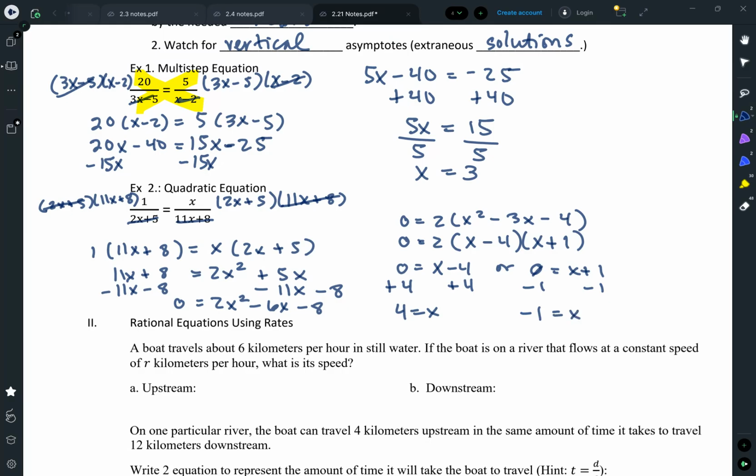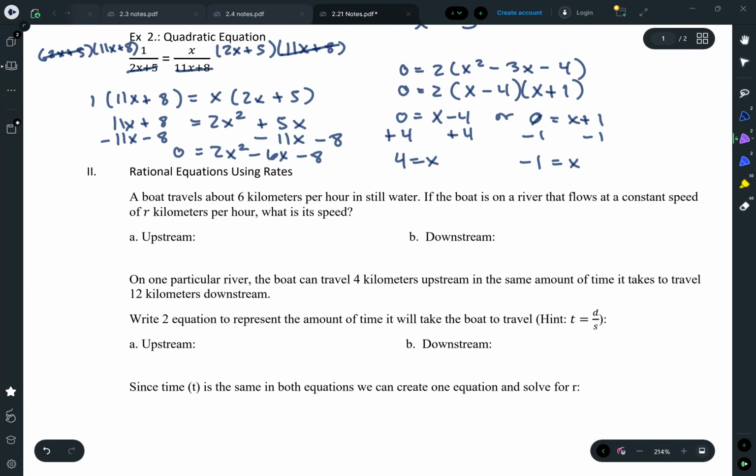As always, we should be checking to make sure we don't have any extraneous solutions, and we don't here. So the way I would do that is I'm really looking at these denominators, and if I put 3 back in for my x here, 3 minus 2 does not make a 0. 3 times 3 minus 5 does not make a 0. And 4 and negative 1 both work in my second problem as well. So you're just trying to make sure that your denominators don't equal 0.